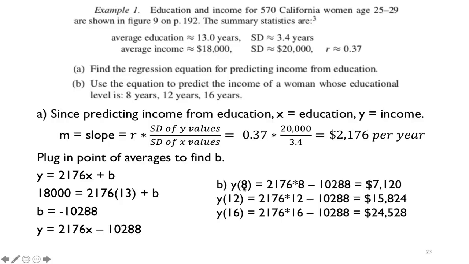In part b, if I plug in 8, that means that if I have 8 years of education, then my income is about $7,000. If my education is 12 years, my income is about $15,000 or $16,000. And then finally, plugging 16 into the equation gives you the income of someone whose education is 16 years. And so that's an example of how we can use the regression line to make a prediction about someone's income based on their education.